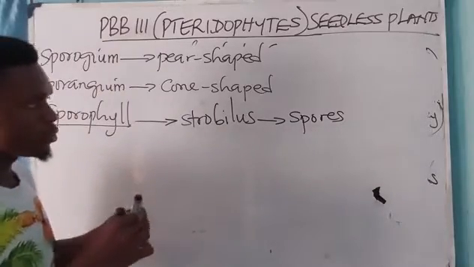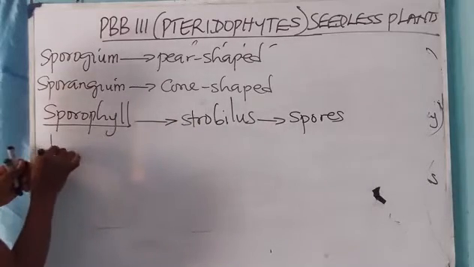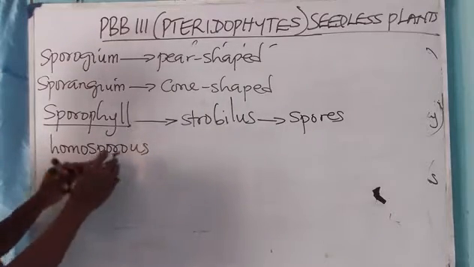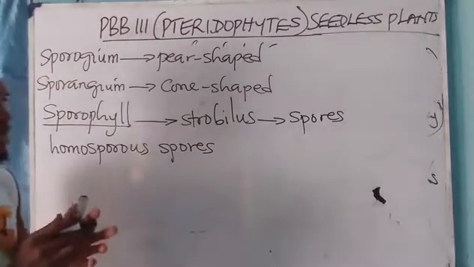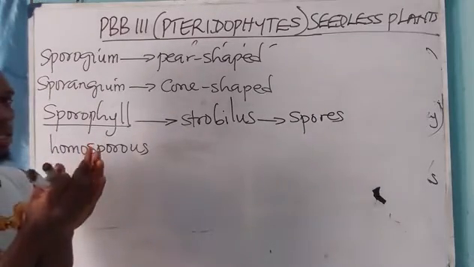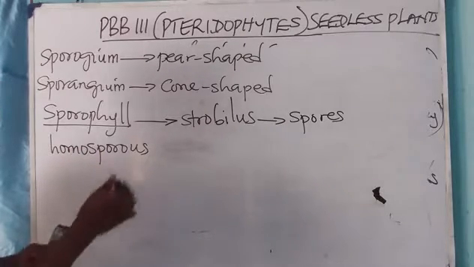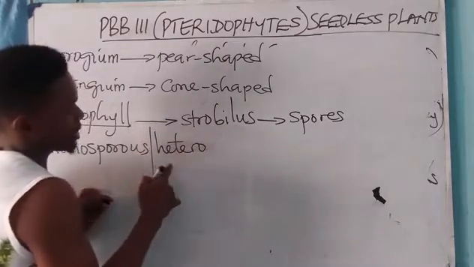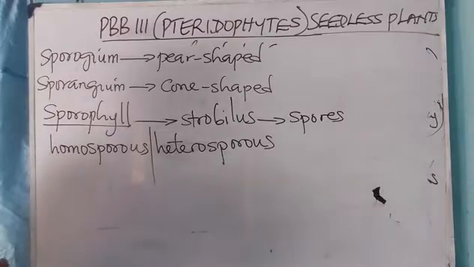Now, the spores produced, if they are similar in size and shape, you call them what? Homosporous spores. Spores that are similar in size and shape are said to be homosporous. While spores that are different in size and shape are said to be what? Heterosporous.